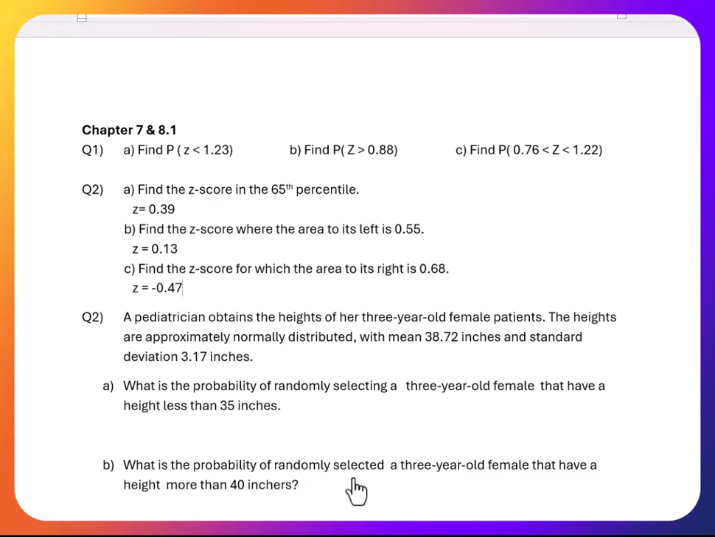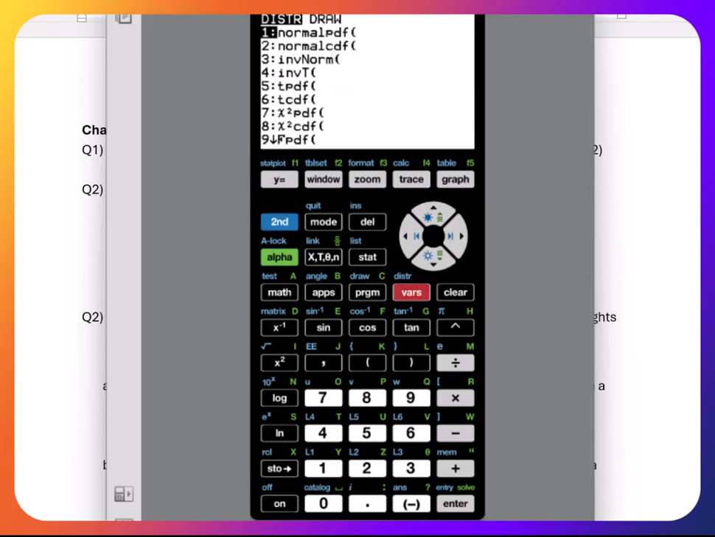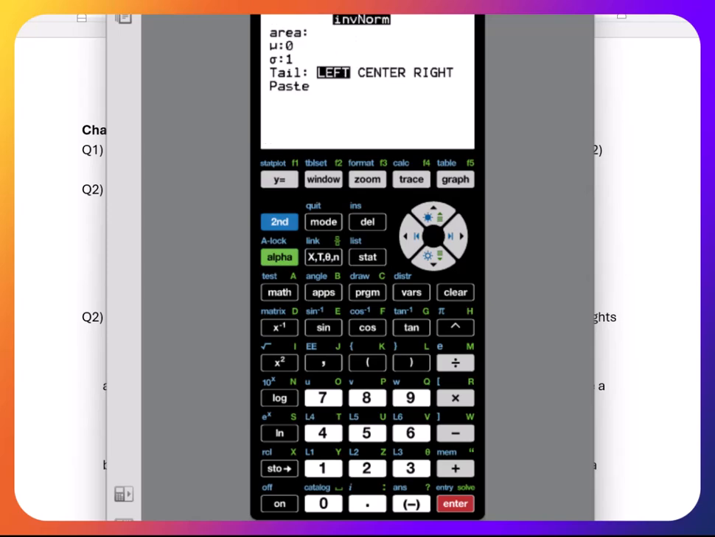All right, how do you use the calculator for this one? To find x values, or to find z-scores, this is the function that we're going to be using. You're going to be using second, variables, and not normal CDF, inverse norm. Inverse norm is the reverse of normal CDF. Okay, let's go to the first question.